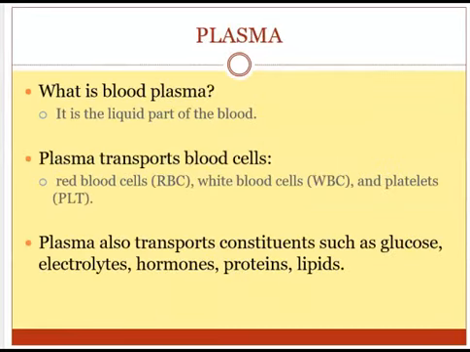Now that we have seen plasma in the previous slide, let's talk about exactly what plasma is. Plasma is the liquid portion of the blood. Plasma transports your blood cells around in the body. So your red blood cells, white blood cells, and platelets are all suspended within the plasma or the liquid part of the blood. Plasma also transports constituents such as glucose, electrolytes, hormones, proteins, and lipids around the body through the blood vessels.